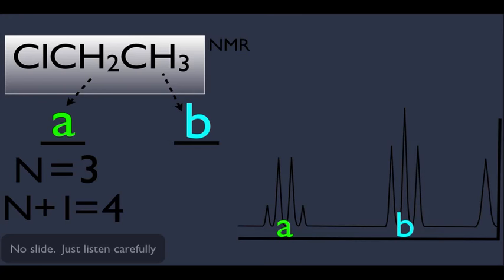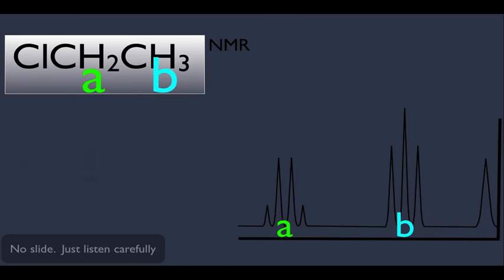Same thing for the B hydrogen. The analysis is that his N value is equal to 2 because there are 2 A hydrogens that are his neighbors. N equals 2, so N plus 1 equals 3, and that's why the B hydrogen is split into a triplet. But now let's get into the main topic of this lecture. Let's take our spectrum that we have here in the lower right.